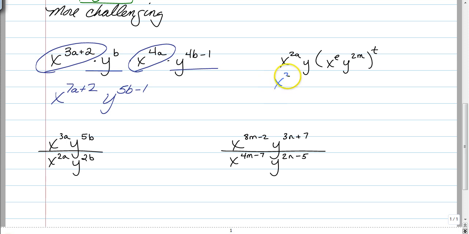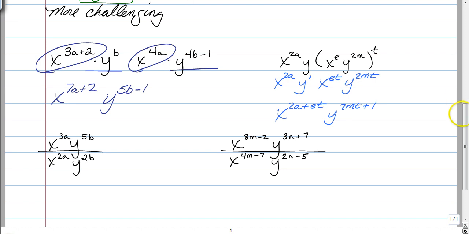This is going to be x to the 2a times y times x to the et times y to the 2mt. Because when you raise an exponent to another exponent, you multiply them. So now we have to add them together. So we have our x's, so we have x to the 2a plus et, and y to the 2mt plus 1. Do not forget, if there's no exponent there, it means it has an exponent of 1. So just be careful with that.